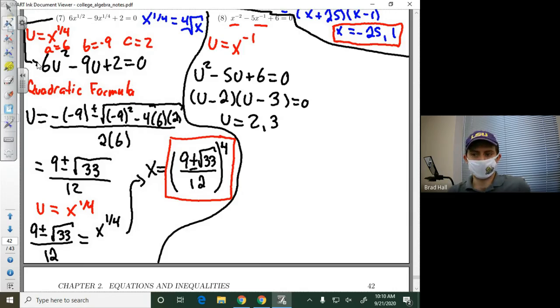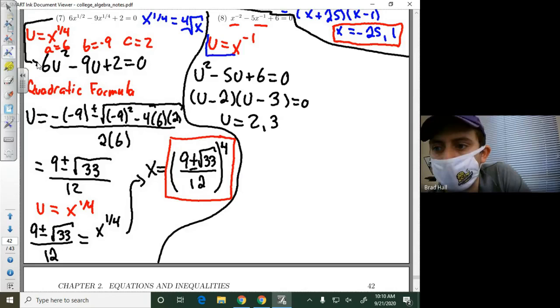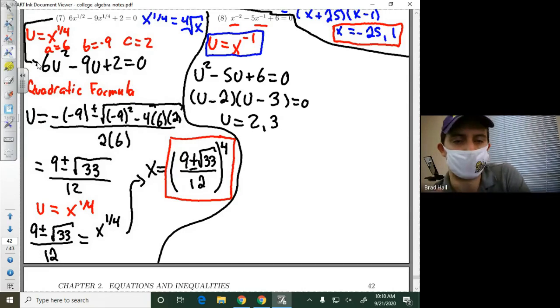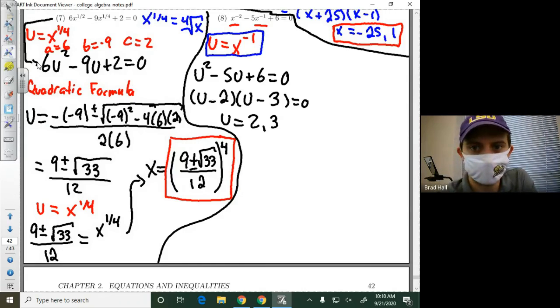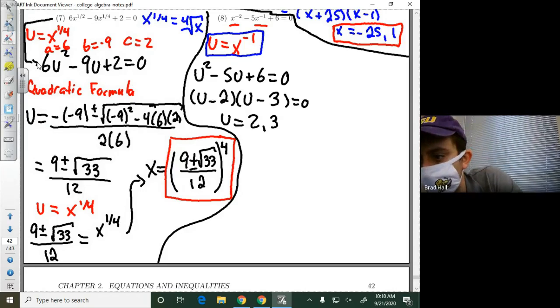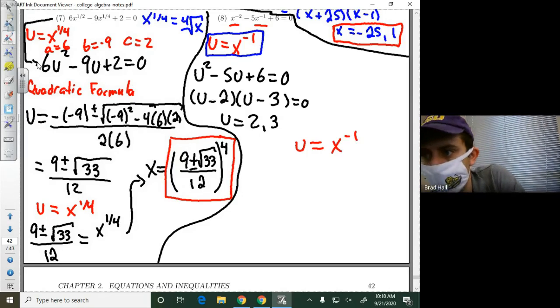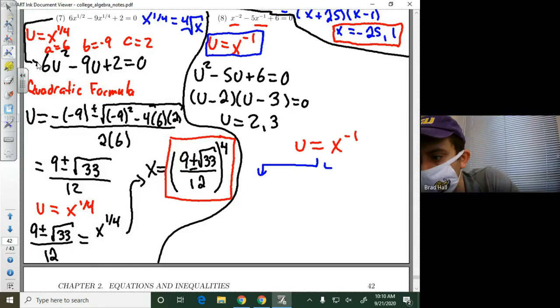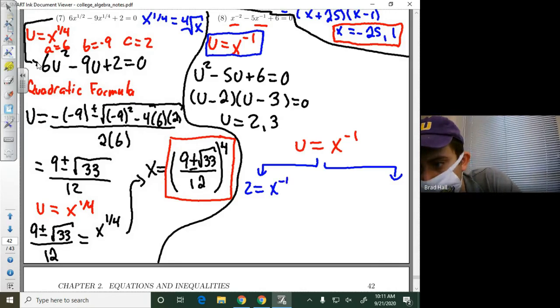But we're not done yet, because we need to bring our rule back, which helps us convert from u's to x's. So now we have u is equal to x to the negative 1. We found two values of u. So now 2 is equal to x to the negative 1, and 3 is equal to x to the negative 1.